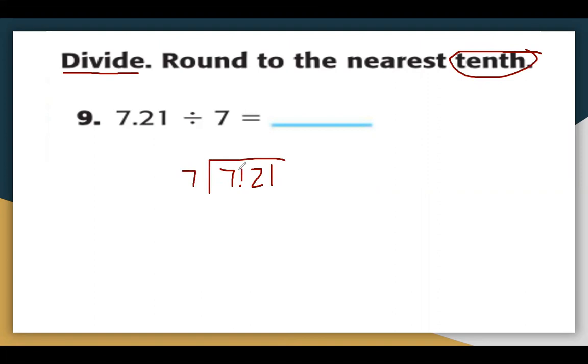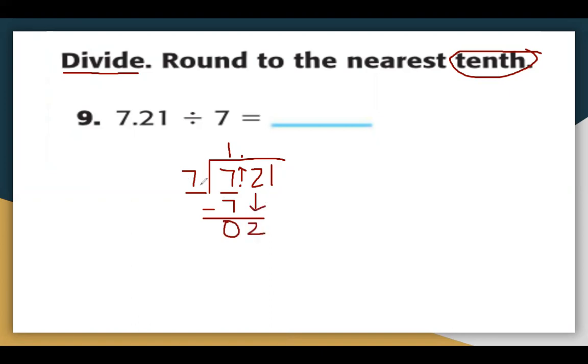The first thing we're going to do is bring up that decimal point right there. Now we can look at how many times 7 can go into 7. Well, that's the same number, so I know it can only go in one time. 7 times 1 gives me 7. So I have a 0 there, but I know I'm not done because I have numbers to bring down.